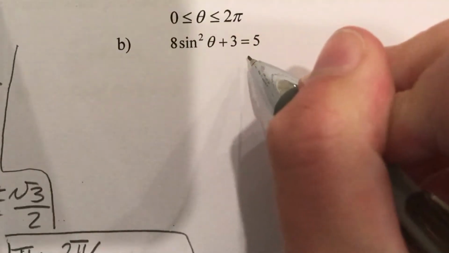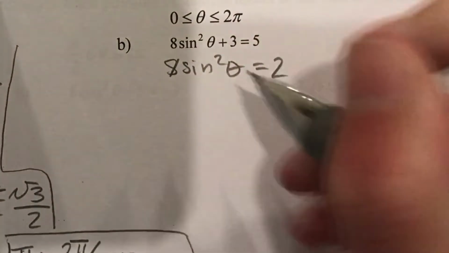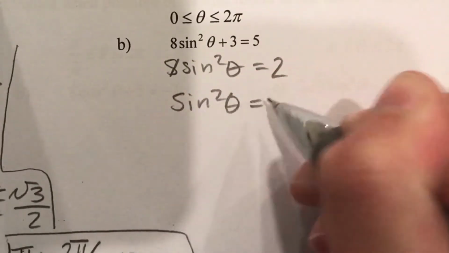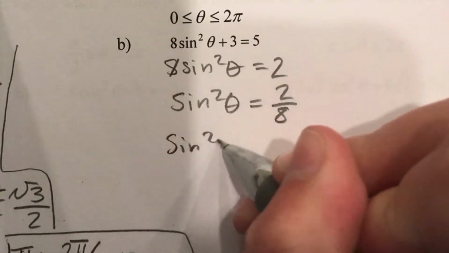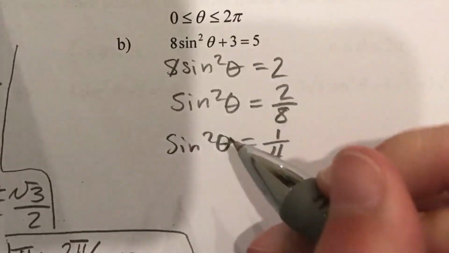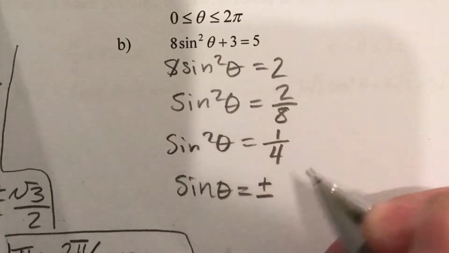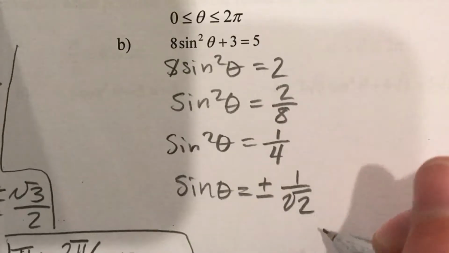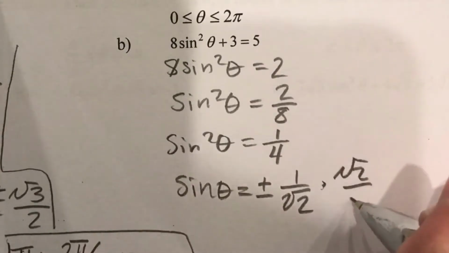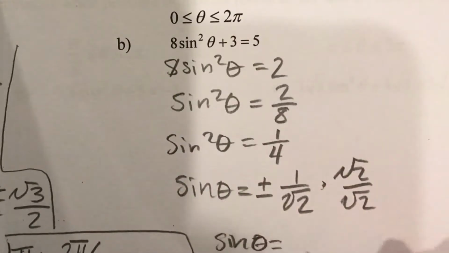So first you have to subtract 3 to the other side, so you get 8 sine squared of theta equals 2. And then you divide by 8, so then you get sine squared of theta equals 2 over 8. And then if you reduce that, you get sine squared of theta equals 1/4. And then you take the square root to cancel out the squared. So then you get sine theta equals plus or minus 1 over root 2. And then in order to make this a legal fraction, you have to multiply it by root 2 over 2, because it's a fancy form of 1. So you get sine theta equals plus or minus root 2 over 2.